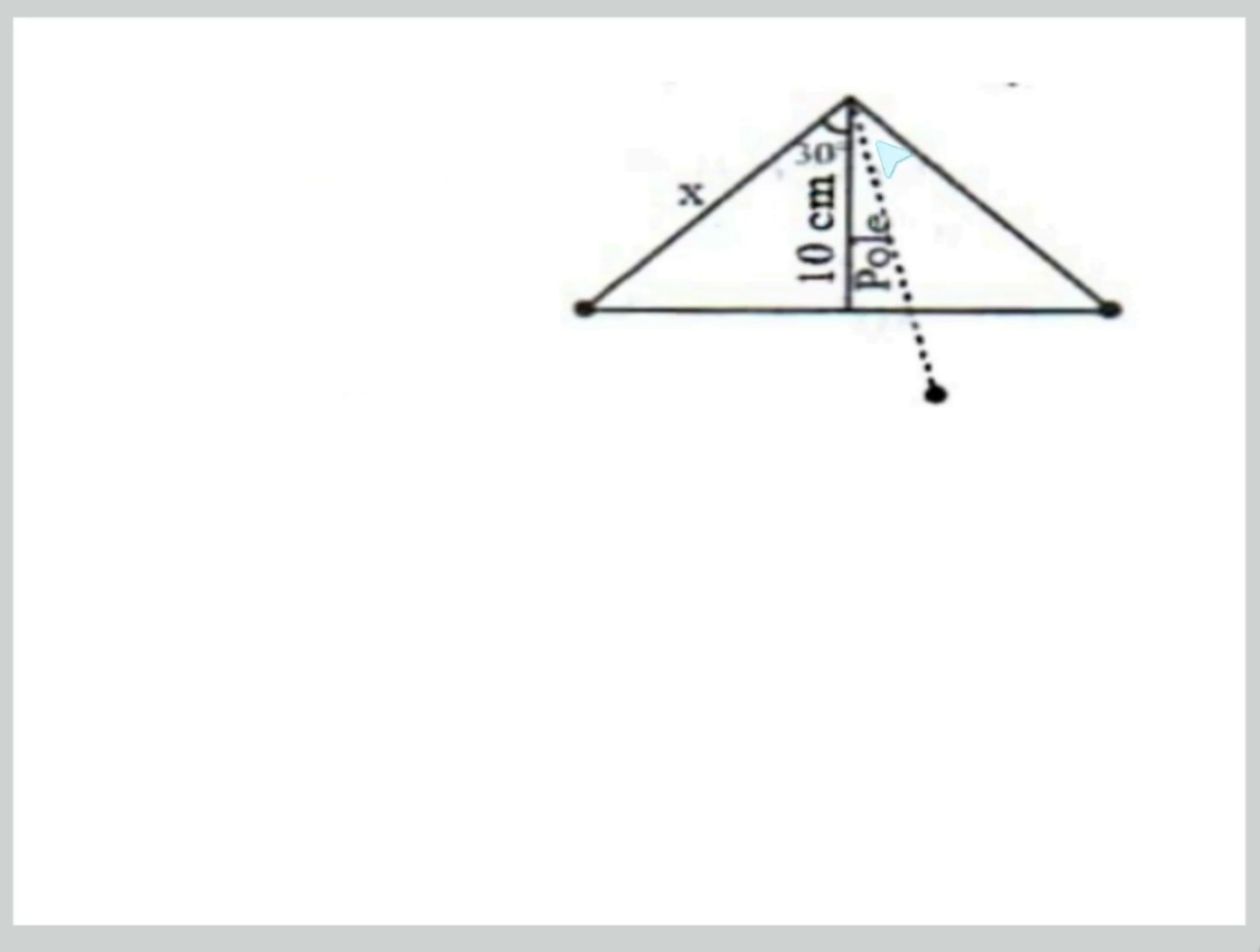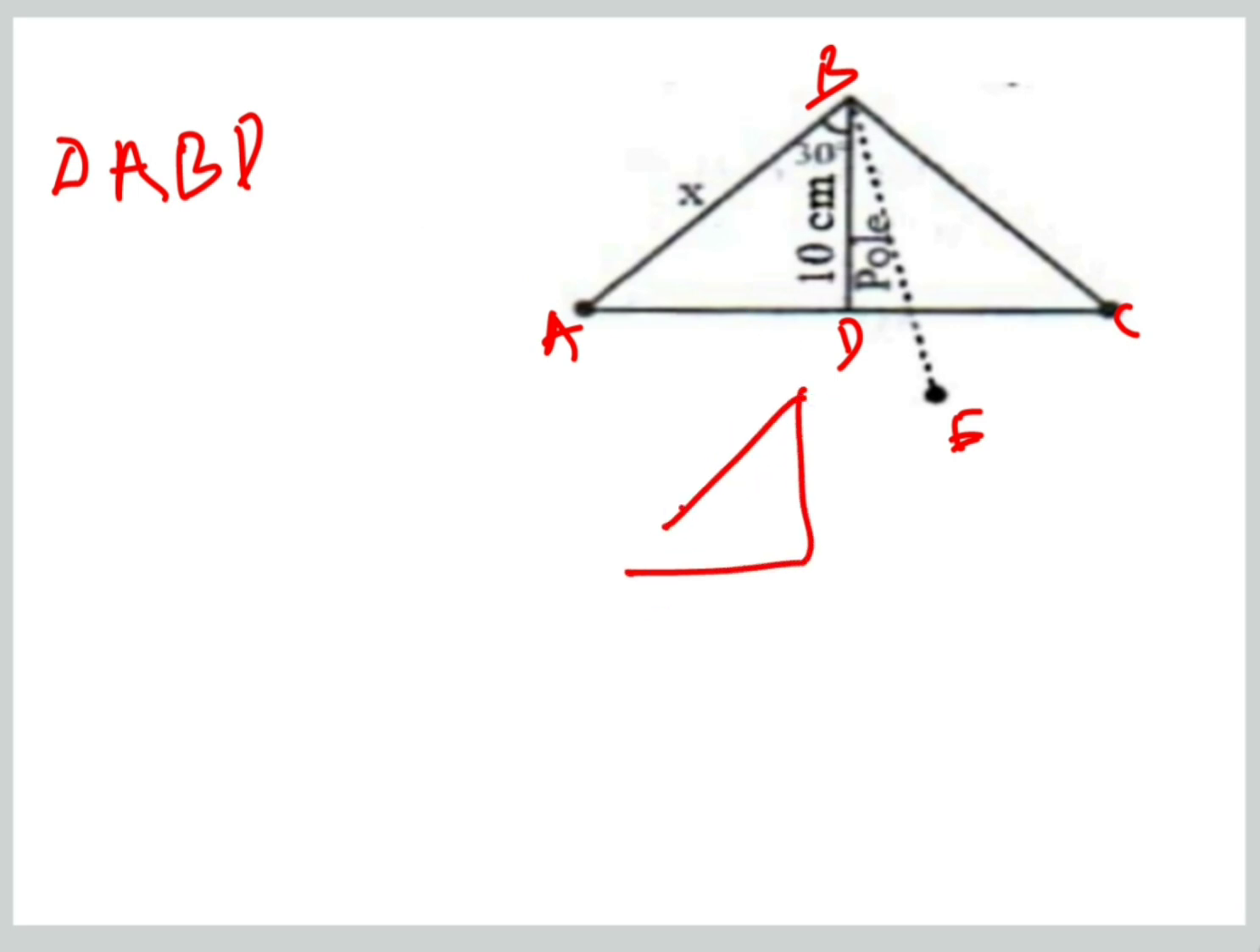Now take three triangles: A, B, C, D and E. From triangle ABD, we can write, it's a right angle at D. Its height is 10 meters and here is 30 degrees. We need to find AB. AB equal to X.